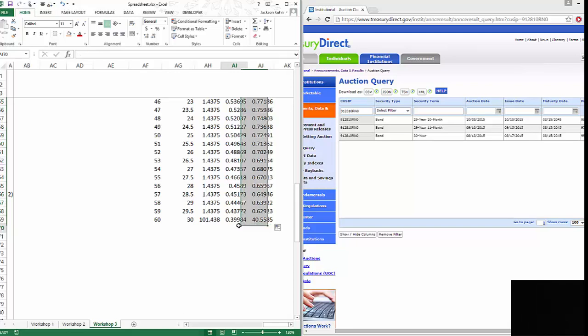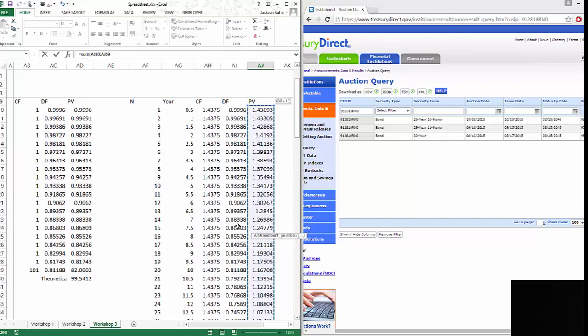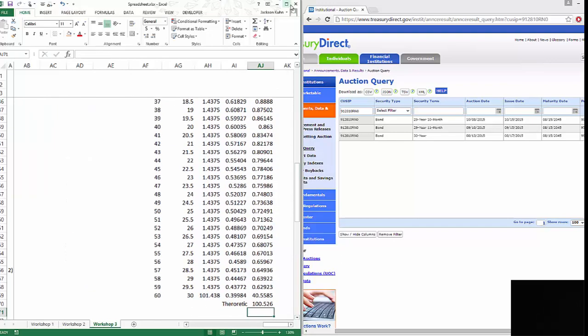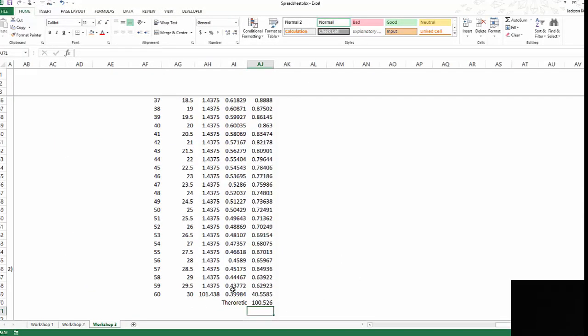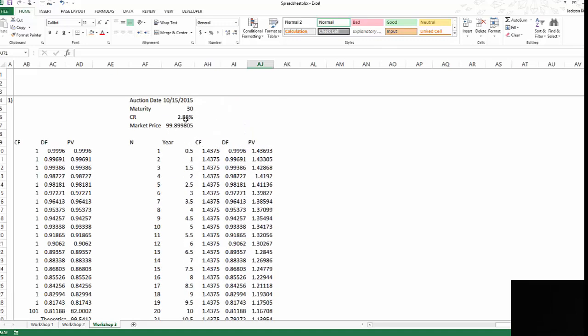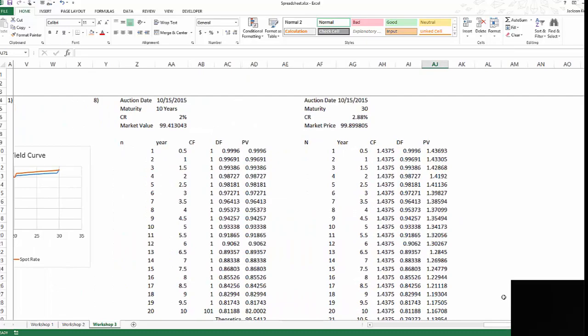We see that our theoretical price is the sum of the present value. And we see that our theoretical price is $100.53 compared to the market price of $99.90. So again, it looks like there's some arbitrage in the valuation.